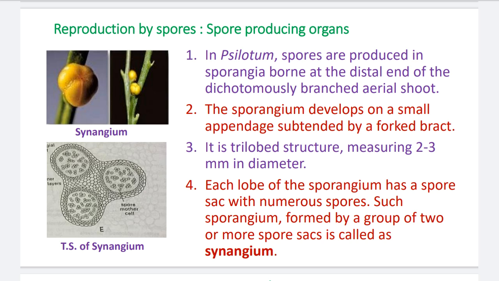Okay, so in this way, this is about the spore producing structure in Psilotum. We can stop here. In the next lecture we will try to discuss the reproduction and alternation of generation in Psilotum. Thank you.